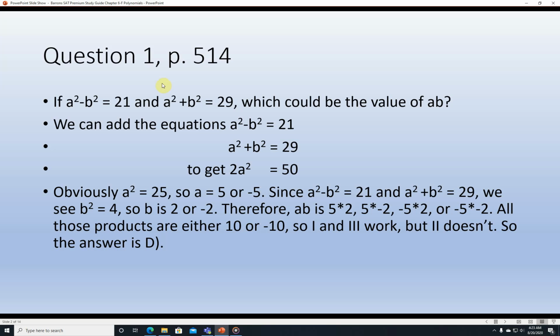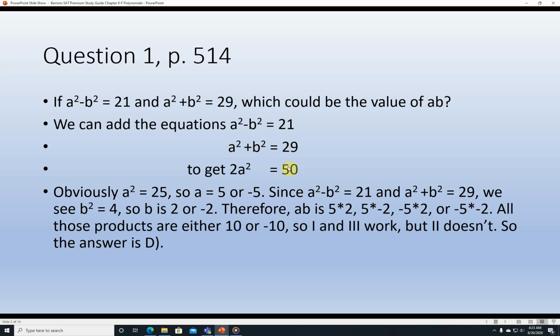Question 1, page 514. If a squared minus b squared is equal to 21 and a squared plus b squared is equal to 29, what could be the value of ab? Well, we can add the equations a squared minus b squared equal 21, a squared plus b squared equal 29, to get 2a squared equals 50. So the easiest way to do it is just line them so they go up and down. We see a squared plus a squared equals 2a squared, negative b squared plus b squared, of course those cancel out, become 0. 21 plus 29 is 50.